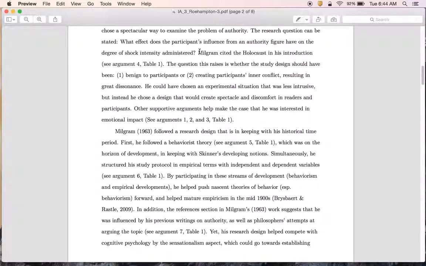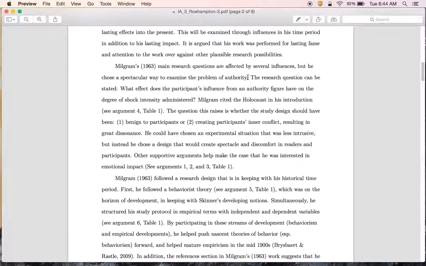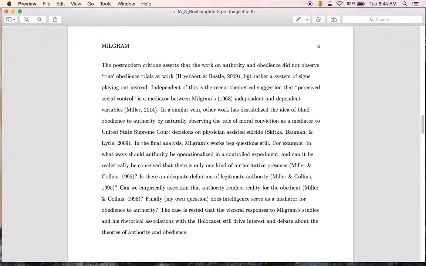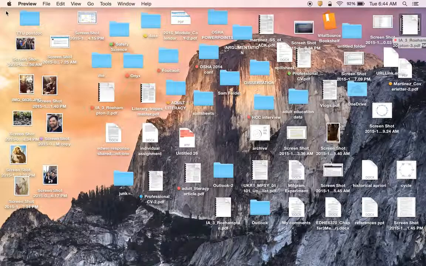We talk about the consequences of citing the Holocaust in the introduction. And so then we discuss whether the study design should have been benign, right, or creating inner conflict. Okay. And then I forward the idea that he could have chosen an experimental situation that was less intrusive. And instead, he created one with spectacle and discomfort. And so then I reference those other arguments. By doing that, I've made my point. I've convinced my reader that this point is really well worth it. So I want you to go through and look at the other points here and see if you can find out the other sub-arguments that are being made.